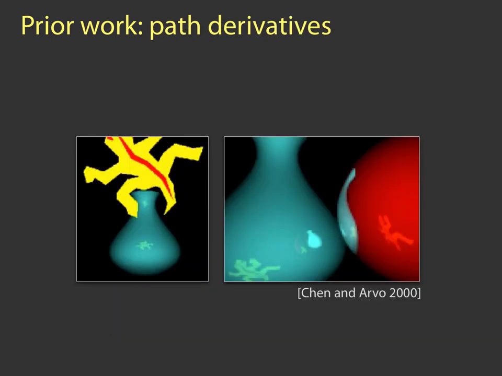There's an interesting related paper by Chen and Arvo who derived second-order expansions of the neighborhood of a path to efficiently render approximate specular interreflection effects using hardware rasterization. The project that I'm presenting also relies on this idea of the neighborhood of a path, but it instead pursues the creation of a complete and unbiased global illumination rendering technique.